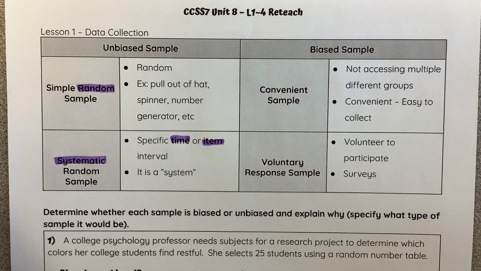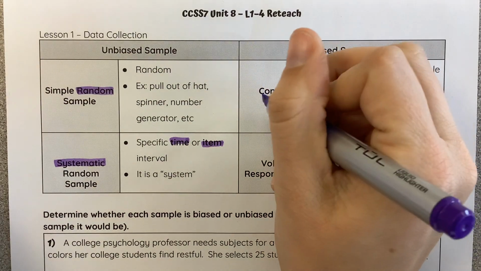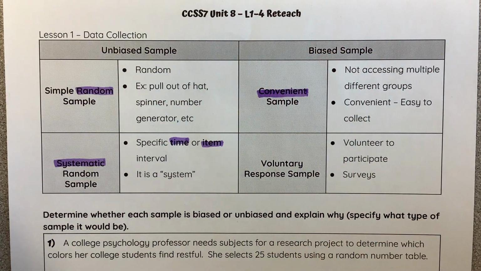Biased samples are something that maybe we aren't really thinking clearly, or we're not taking the time to get an accurate representation of the population. Convenient sample, keyword, it's convenient, it's easy. We're not really accessing multiple different groups, and it's easy to collect.